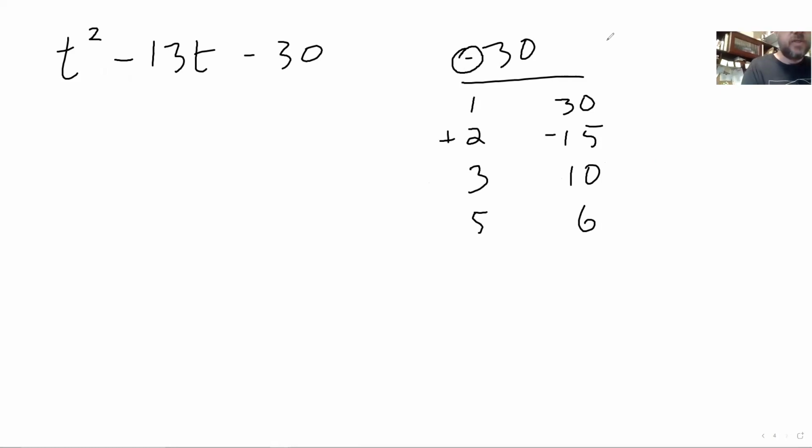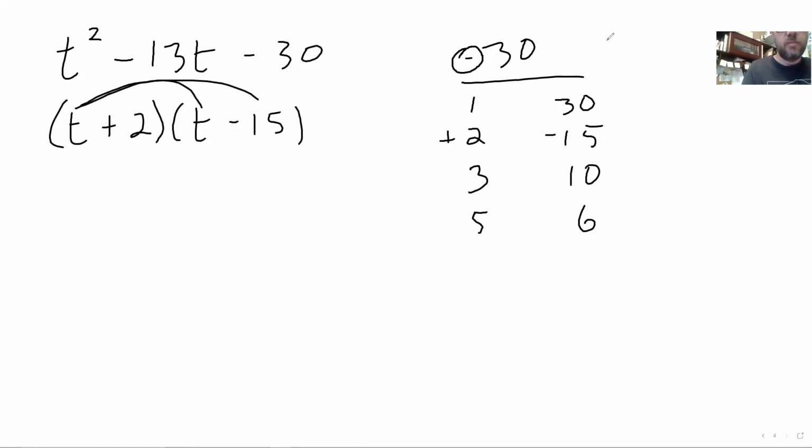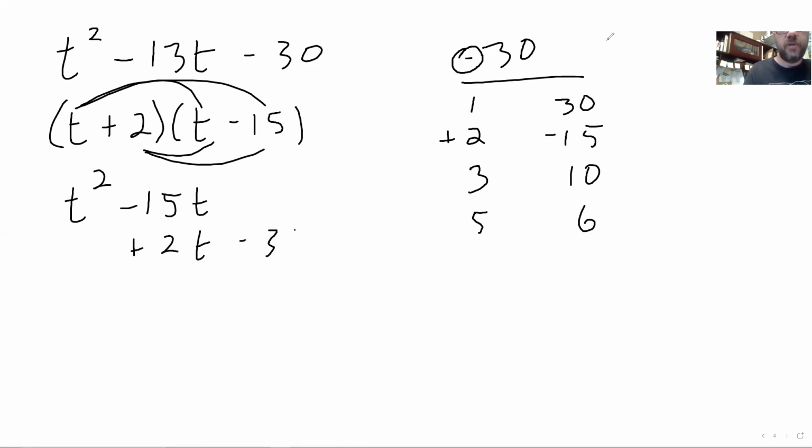So if I write this as t plus 2 times t minus 15, and if I FOIL that out, t squared minus 15t plus 2t minus 30, so t squared minus 15t was the first thing we got, minus 15t, then plus 2t minus 30 will give me t squared minus 13t minus 30.